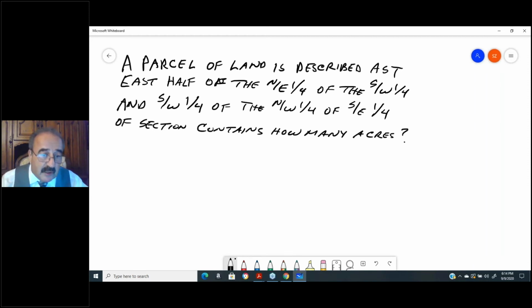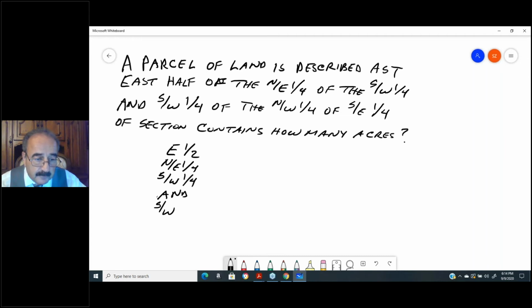So again, I write this out. The east half of the northeast 1/4 of the southwest 1/4 and the southwest 1/4 of the northwest 1/4 of the southeast 1/4 of section 9.